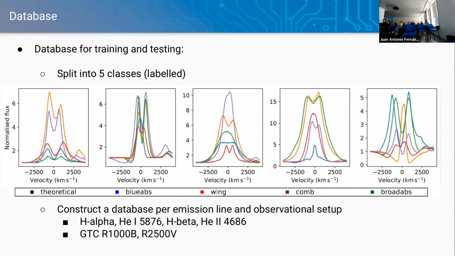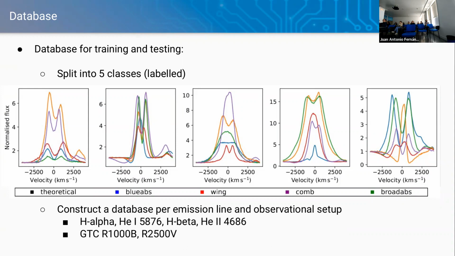The broad wing class, which is the theoretical spectra plus an extra Gaussian emission component. The combined class, which is actually a combination of the previous two, so it's a broad emission plus the blue absorption, both of the things together. And finally, this class, which is the base spectra plus a broad absorption. So this is actually not an outflow, but it's something that we have found in some of the spectra, and we wanted the machine learning classifier to be aware of it.